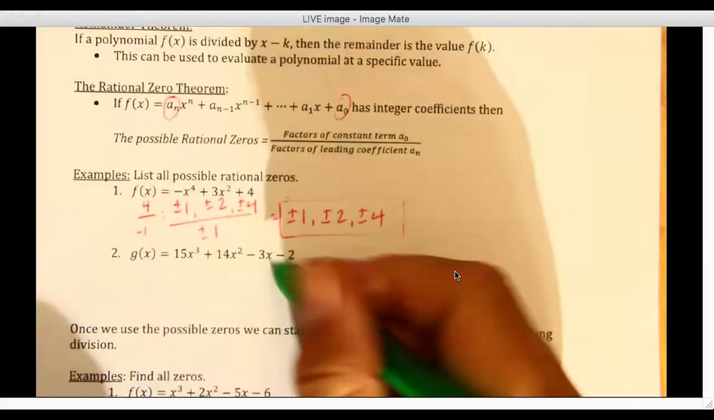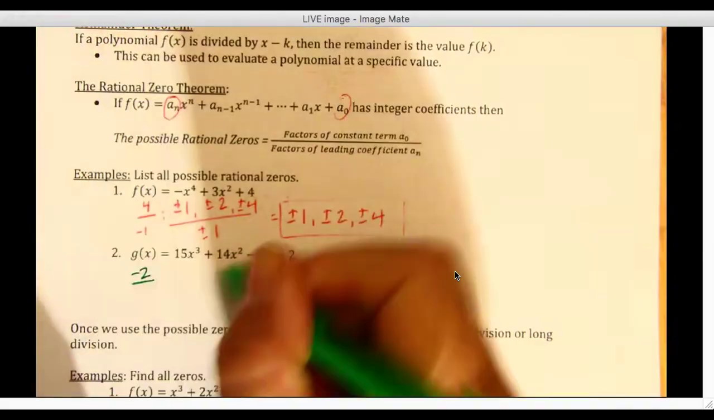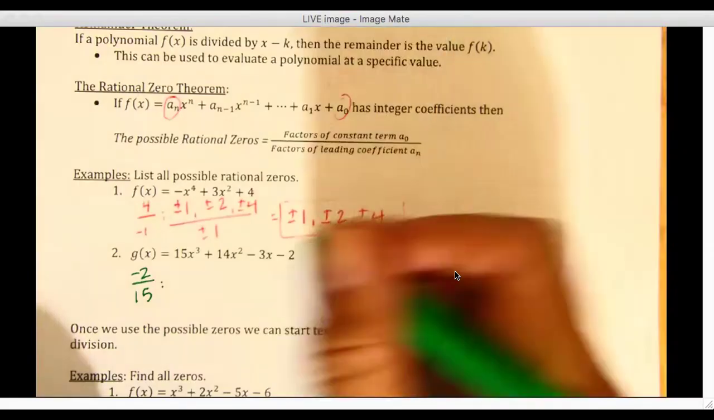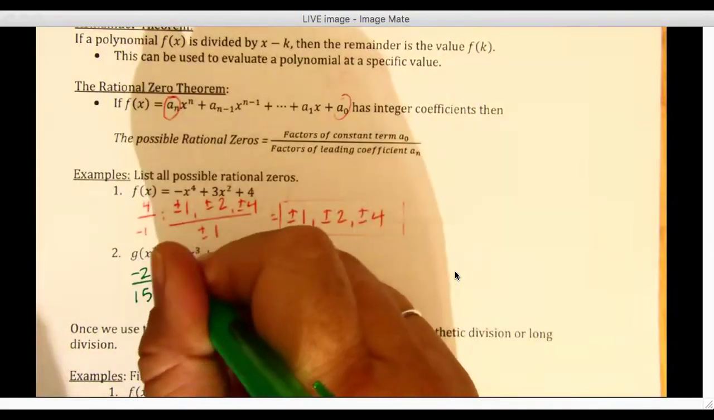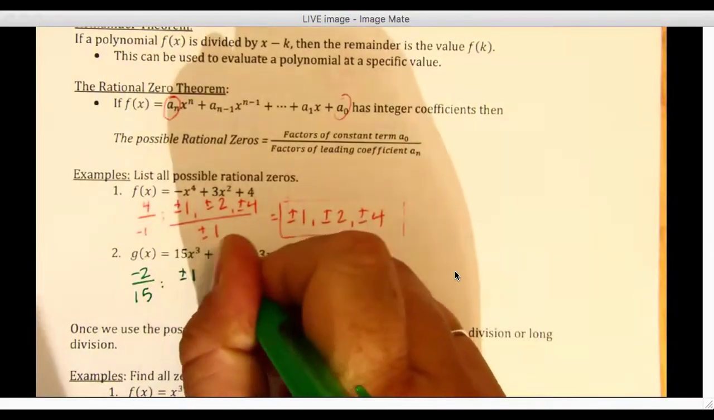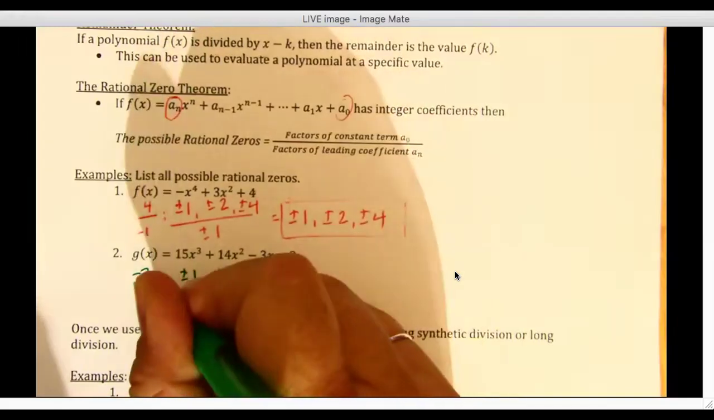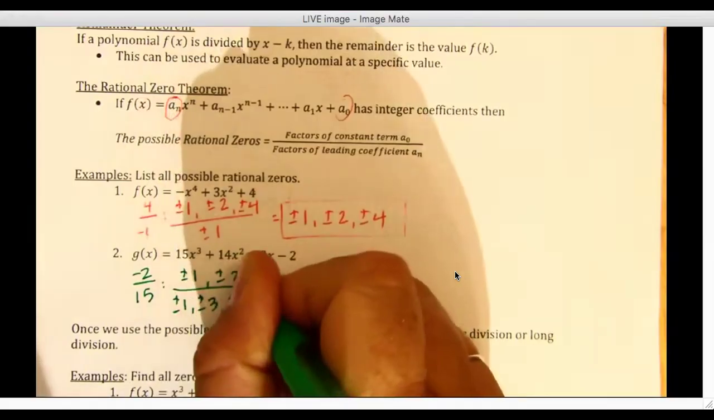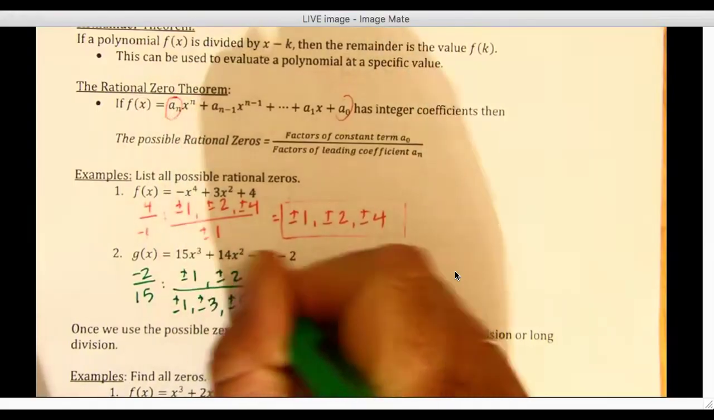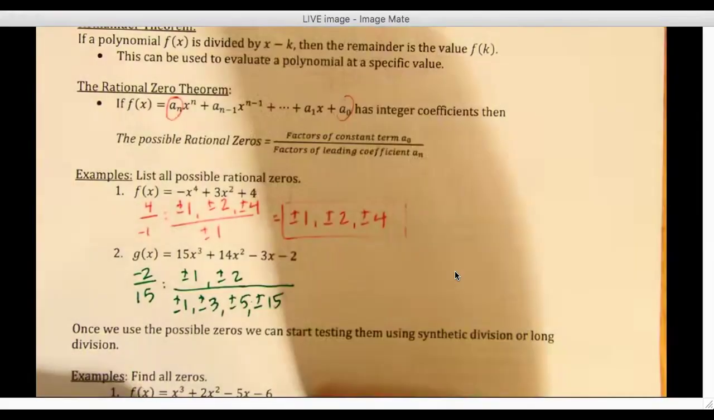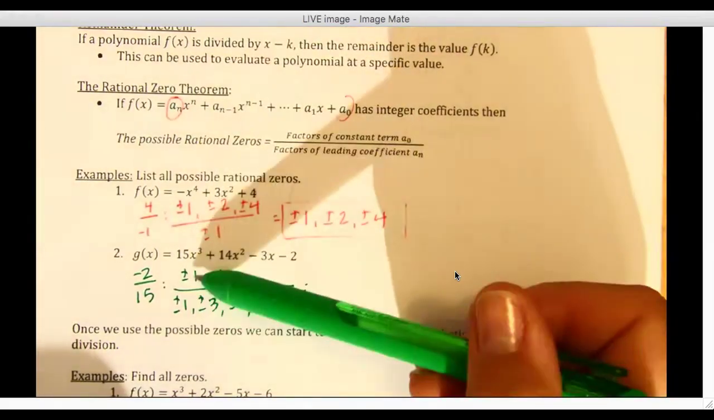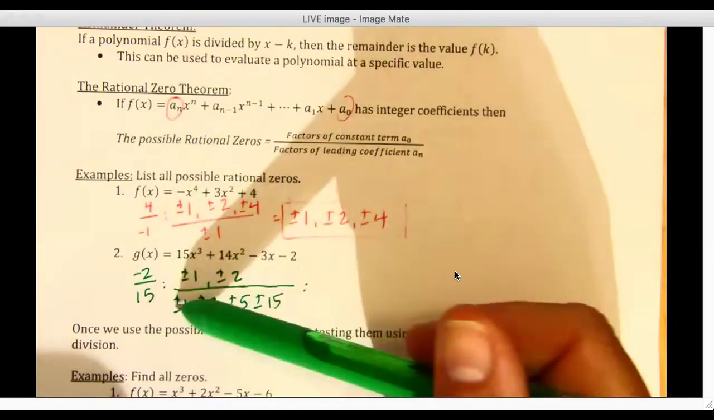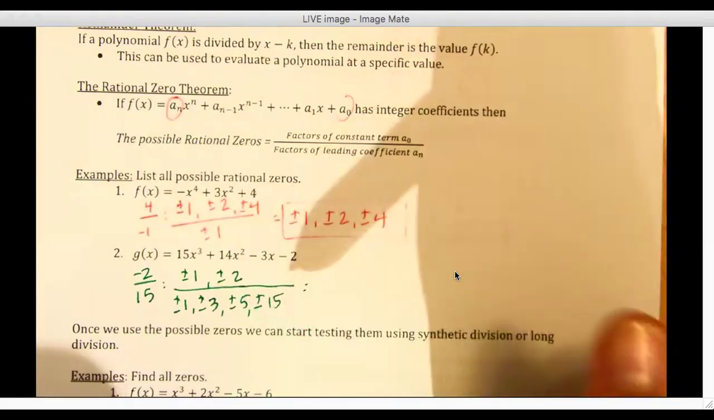For our next example, our constant on the end is -2 and our leading coefficient is 15. All of the factors of 2 are positive and negative 1, positive and negative 2. But 15, it's positive and negative 1, positive and negative 3, positive and negative 5, positive and negative 15. 15 is divisible by all of those numbers. So I need to come up with every combination here. I need 1 over 1, 1 over 3, 1 over 5, 1 over 15. I need 2 over 1, 2 over 3, 2 over 5, 2 over 15.